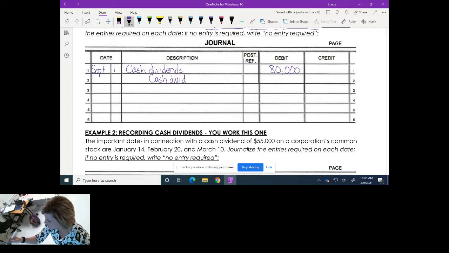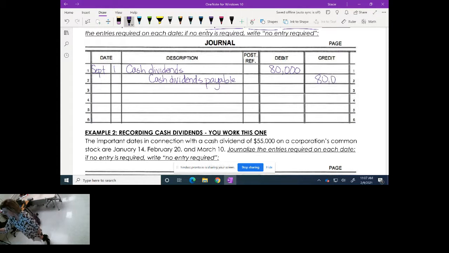So what kind of account would you think cash dividends payable is? It's a liability. So how do you know that? The payable. The payable, okay. Just checking you. You do remember some things from accounting one.